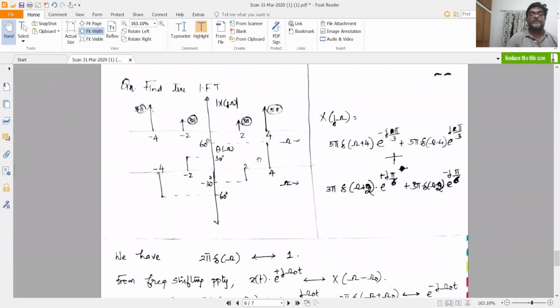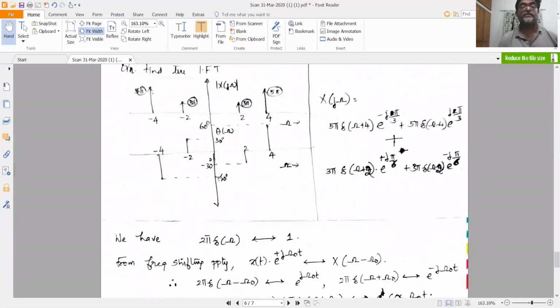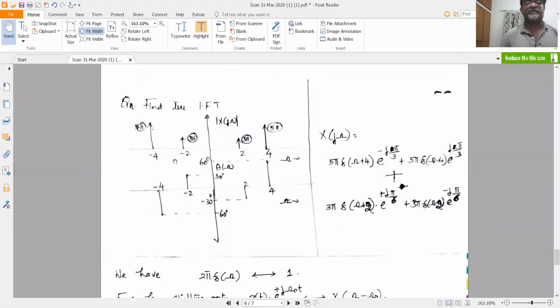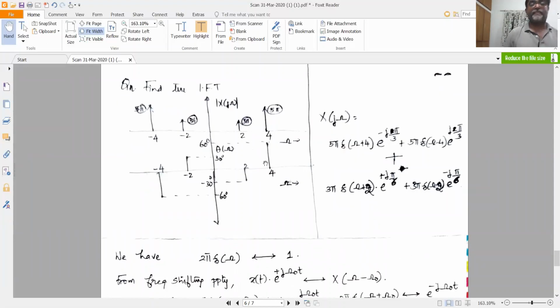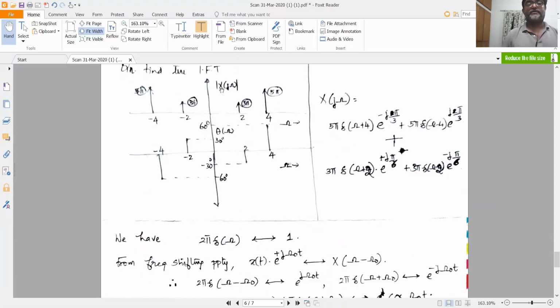And the next question is to find the inverse Fourier transform of a signal which is given to you in the polar form. This is the magnitude part and this is the phase part. The magnitude part consists of 4 impulses. This impulse has an area equal to 5 pi at minus 4. At minus 2, the area is equal to 3 pi. At plus 2, the area is equal to 3 pi. And at 4, the area is equal to 5 pi.